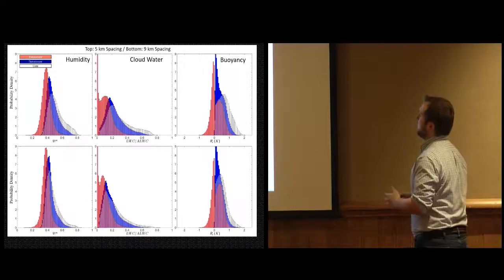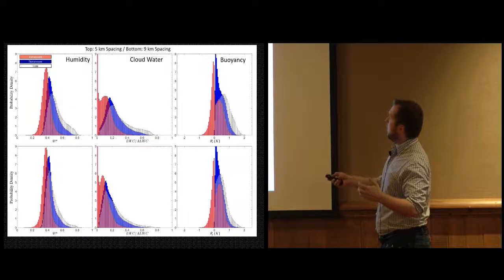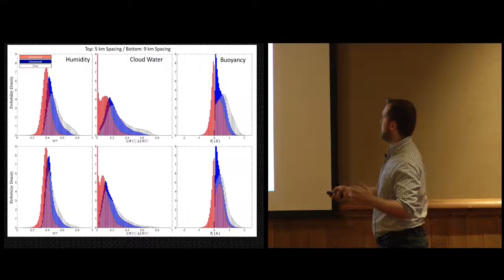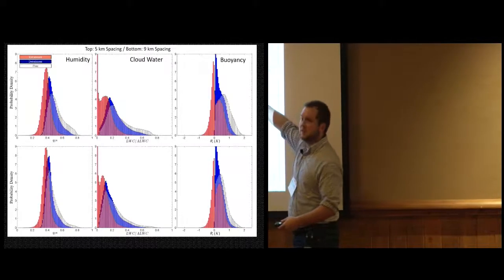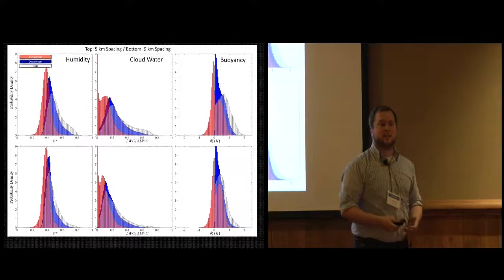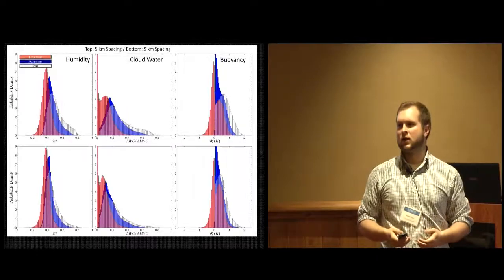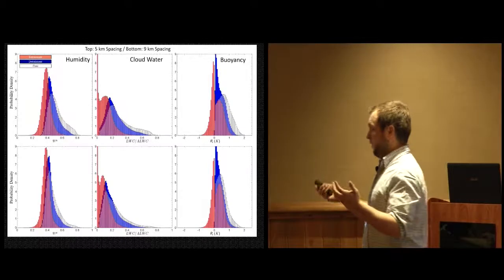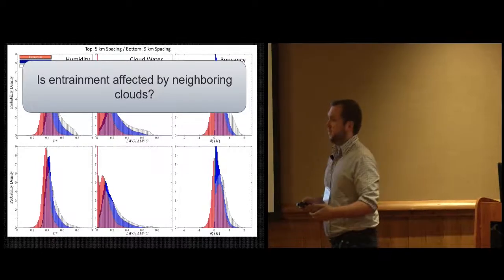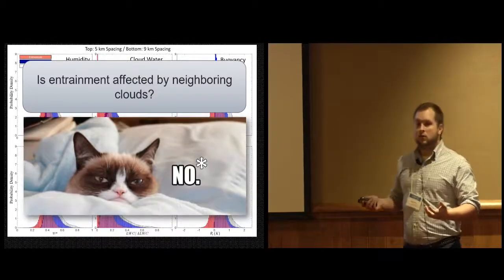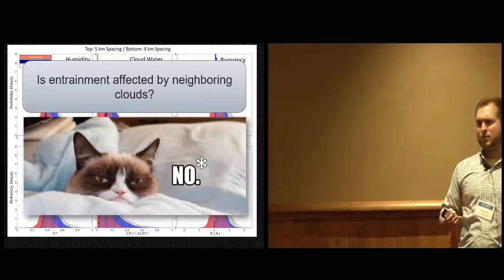And so what we notice across the runs, let's say for this example, 5 kilometer spacing at the top and 9 kilometer spacing at the bottom, there's no significant difference between the two. The characteristics of the entrained air really did not vary with the distance between the clouds. That would say, to answer my question, is entrainment affected by neighboring clouds? Unfortunately, no. We haven't found anything to suggest that yet, so it's a bit of a null hypothesis.